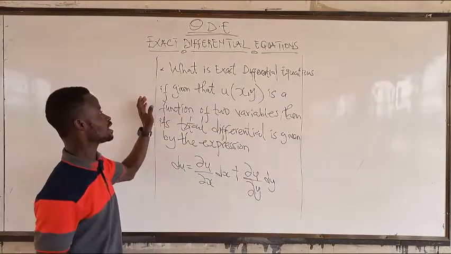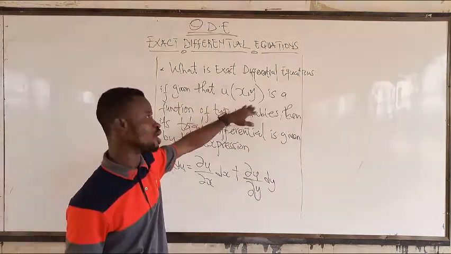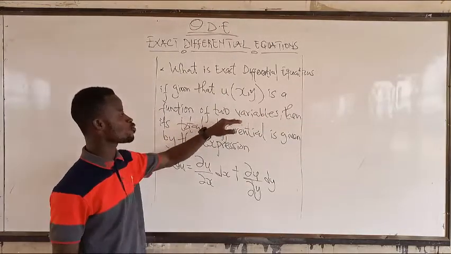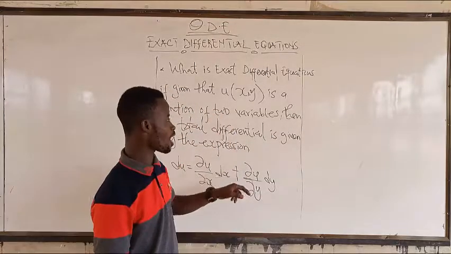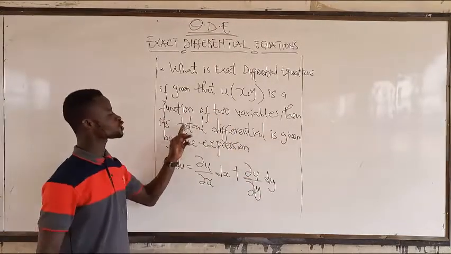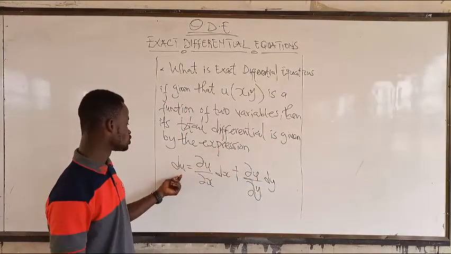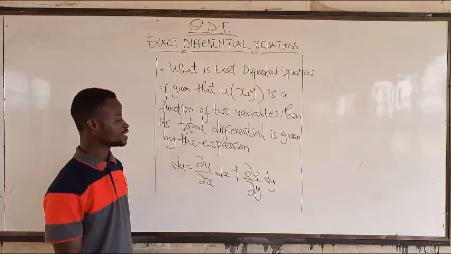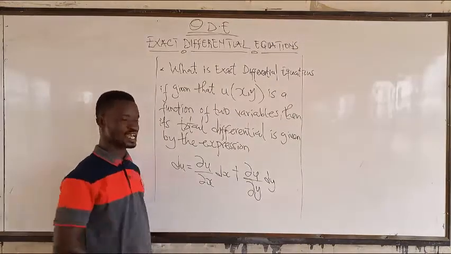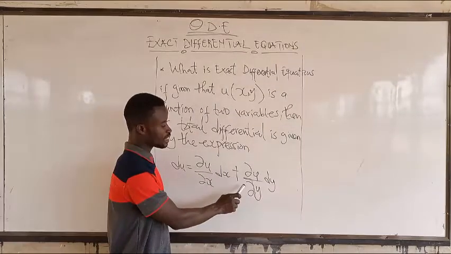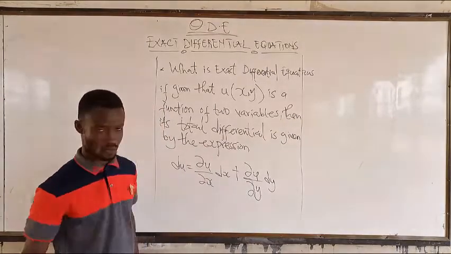Let's say we are given that u is a function in terms of x and y, a function of two variables. I hope you can see that. Then its total differential is given by the expression du equals the partial derivative of u with respect to x, plus the partial derivative of u with respect to y.